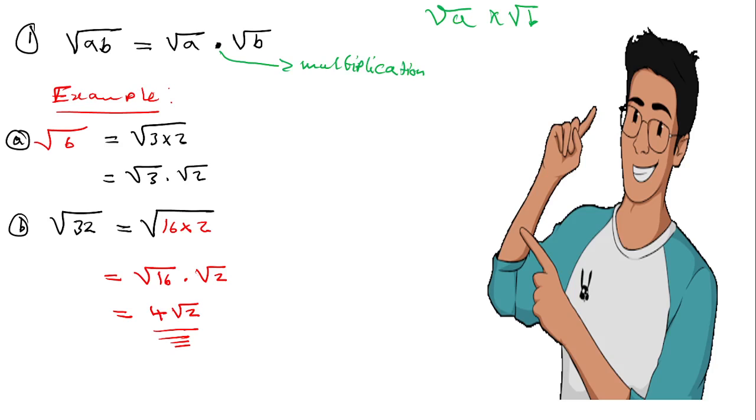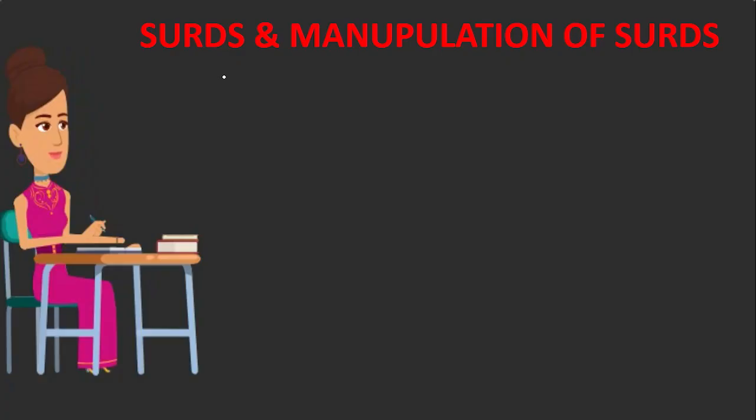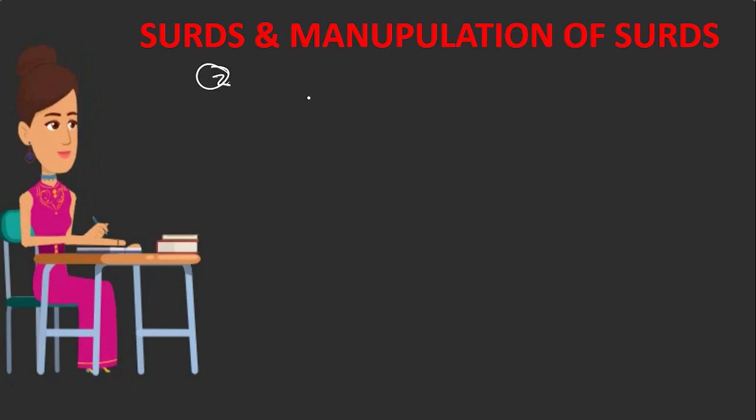So ladies and gentlemen, these things are very easy if you practice. So let's look at the second rule. The second rule is such that the square root of A over B is the same as the square root of A over the square root of what? B. The square root of A over B is the same as the square root of A over the square root of B.